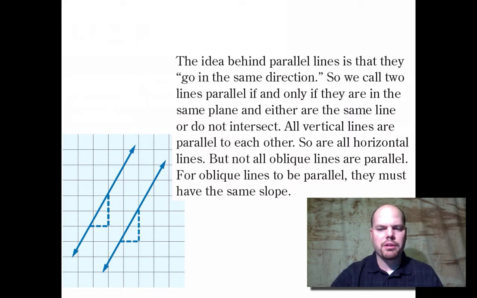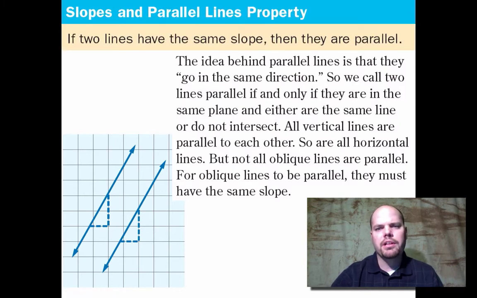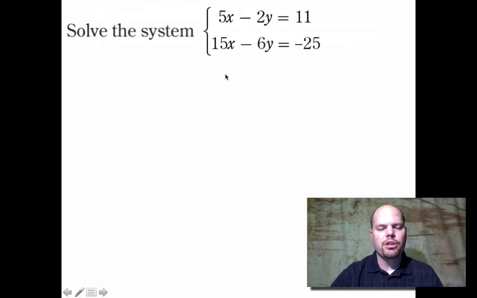For oblique lines to be parallel, they must have the same slope, same rate of change. The slopes and parallel lines property just says if two lines have the same slope, then they are parallel. Okay, so this is probably information you already knew.